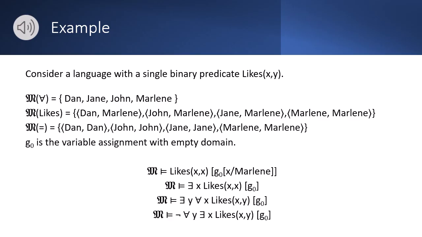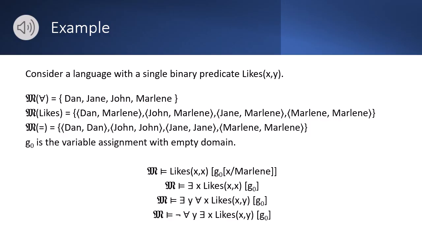Now, the structure is defined via these three outputs because there's only three logical symbols that we need to care about for this structure. That's the universal quantifier, the predicate, which in this case is likes, and the identity. And then the constants, which we don't have to worry about because there are no constants to assign in this language. So the universal quantifier gives us this domain of discourse consisting of Dan, Jane, John, and Marlene. So there are four people in this domain of discourse.